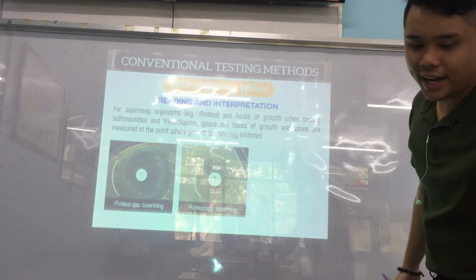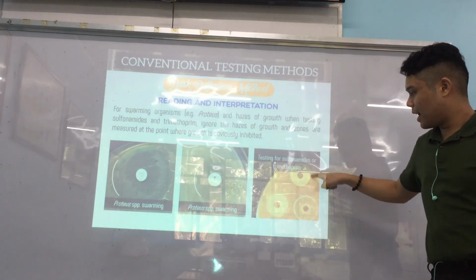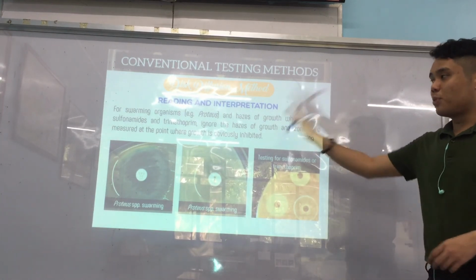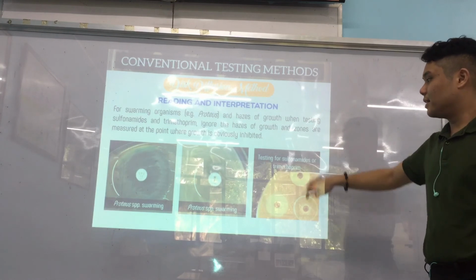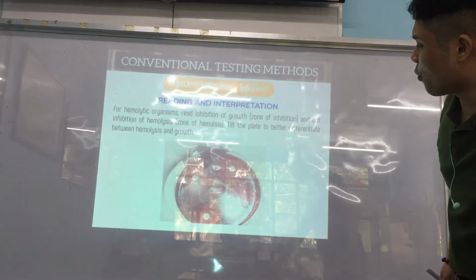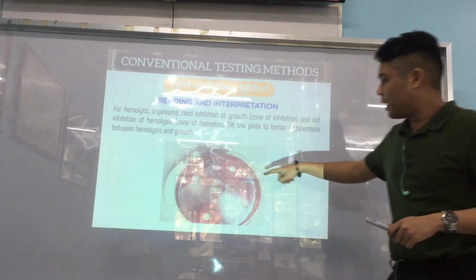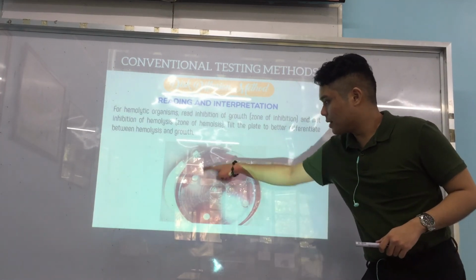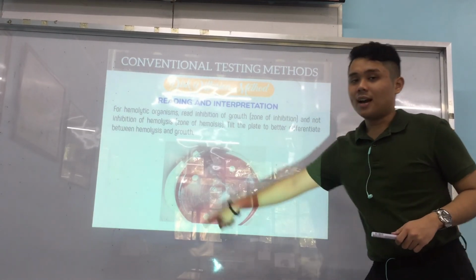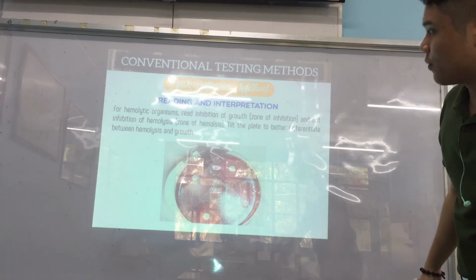All right? And for hazes of growth, as you can see, there are hazes inside. So the outer edge is clearer, and that's the zone of inhibition. So that's where we start to measure. Okay? So this applies to Proteus swarming and for SXT or trimethoprim. Sulfonamides and trimethoprim. Okay. And for hemolytic organisms, we read the inhibition of growth and not the hemolysis. As you can see, there are zones here, and you can notice the inner black, that's the hemolysis. But the zone is the outside. Alright? Okay. So tilt the plate to differentiate better between hemolysis and the zone of inhibition.